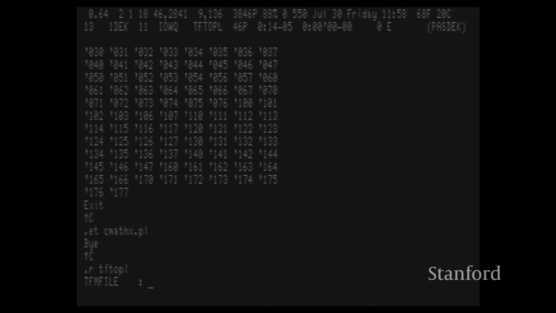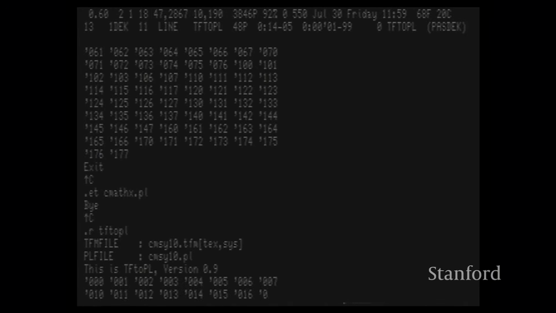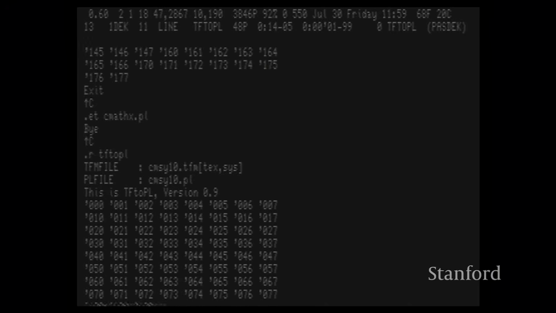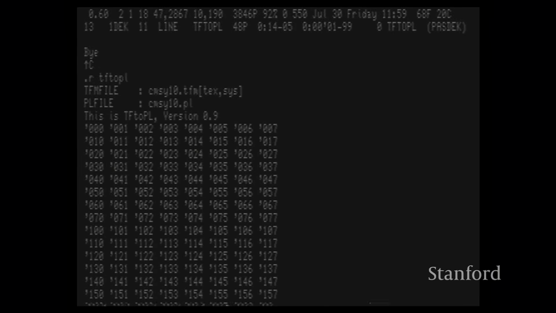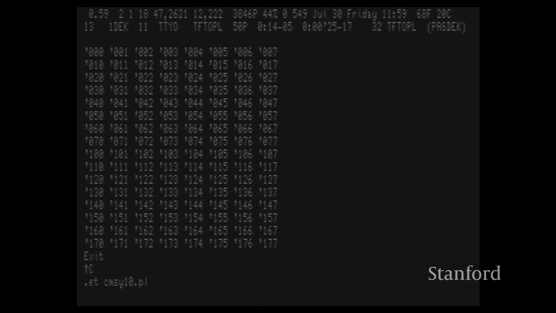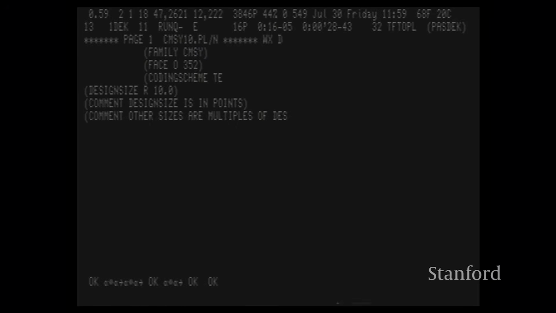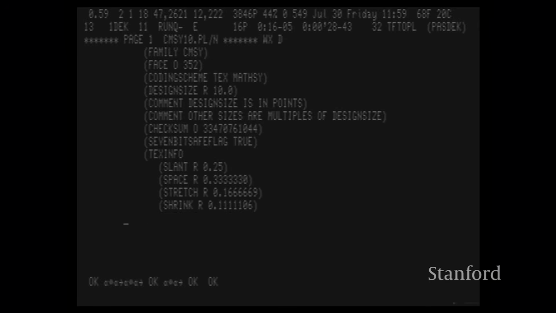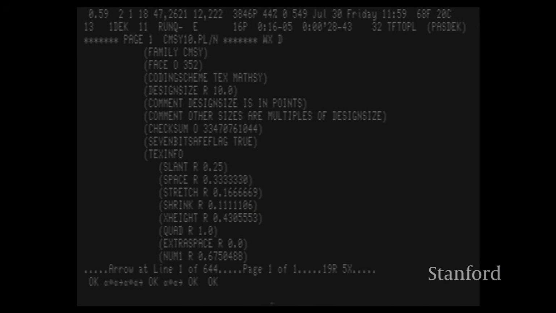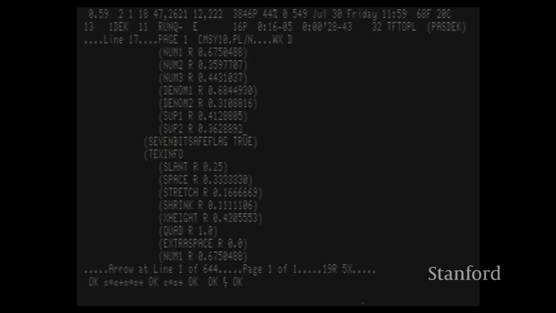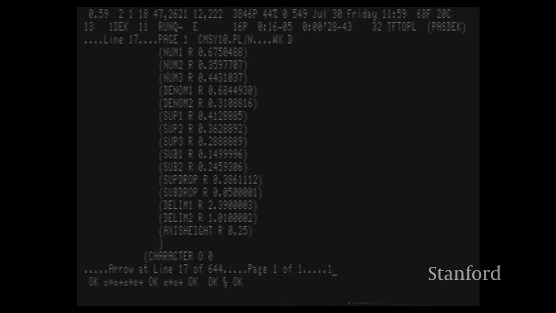That's a CMSY type of font. So I'll do that too. That's the third case. So let's see. We'll check out the symbols font now. In this case, there's a lot of TeX info, and they have specific names after extra space. They're called num1, num2, num3, and they go all the way up to axis height.